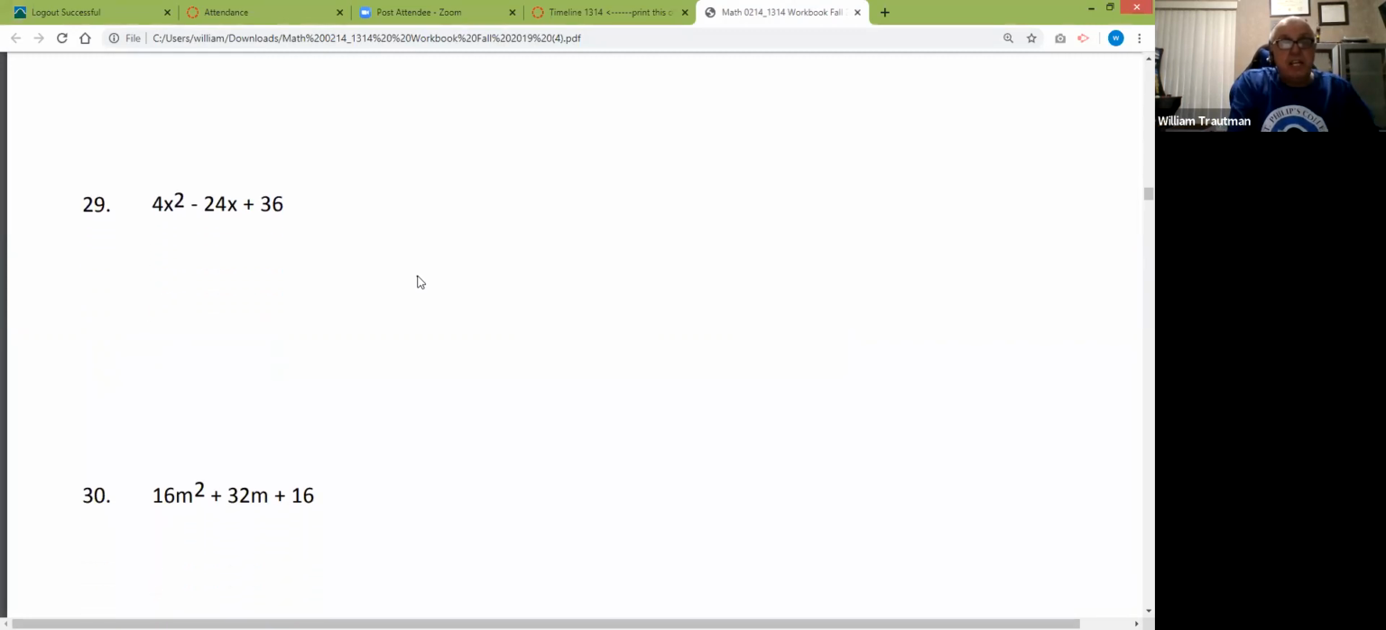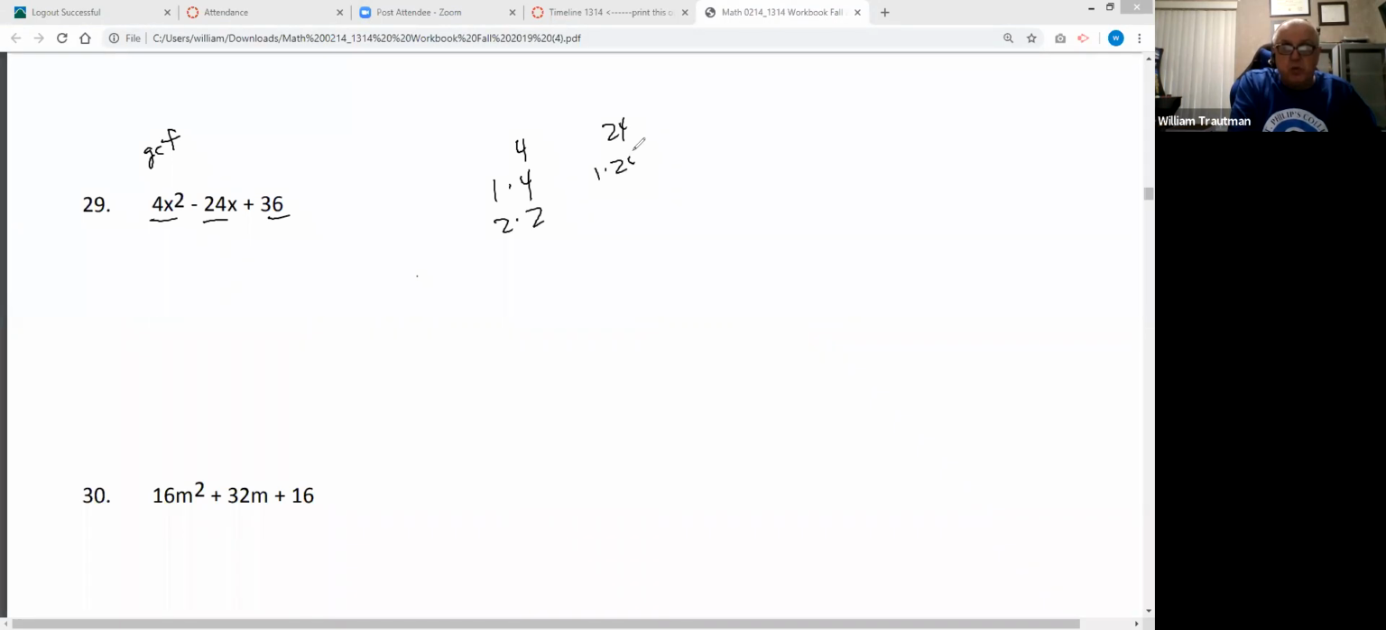Can anything look for a GCF first? Is there anything that divides into each of these terms? And you could do it like this. 4 is 1 times 4, 2 times 2. 24 is 1 times 24, 2 times 12, 3 times 8, 4 times 6. 36 is 1 times 36, 2 times 18, 3 times 12, 4 times 9, 6 times 6.